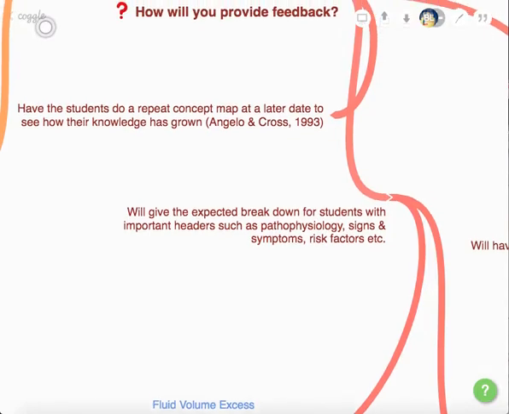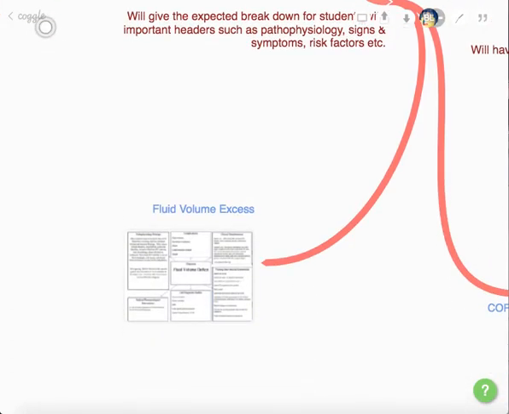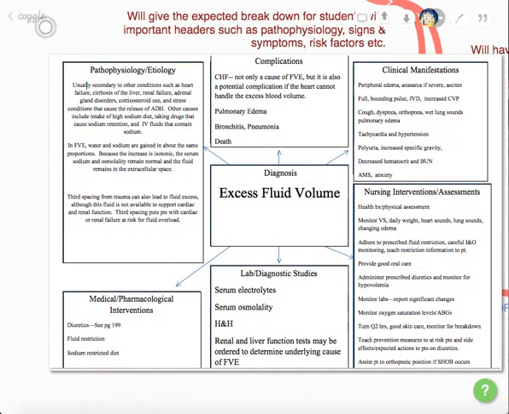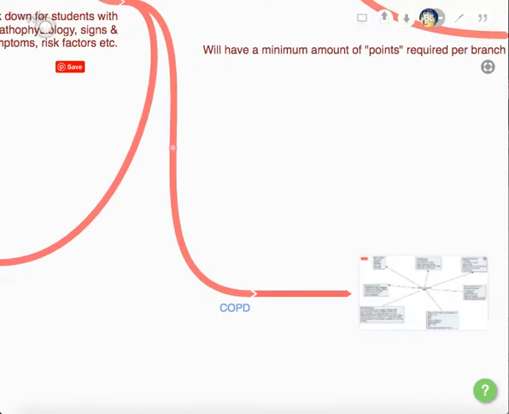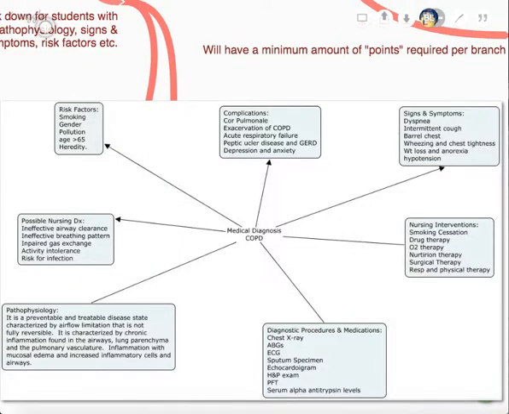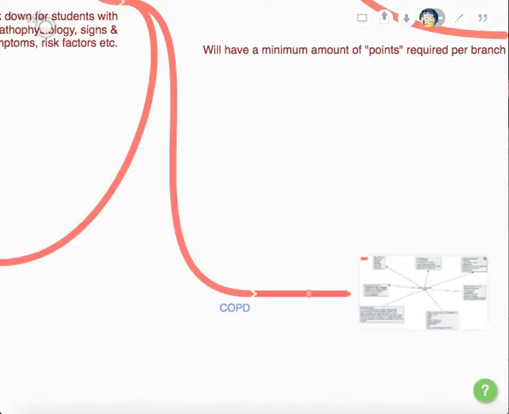Here are a couple of different examples. For fluid volume excess, this was done on the computer in more of a box fashion, and it points out specific complications, some clinical manifestations, nursing interventions, lab diagnostic studies, etc. Another example found is a COPD. Again, it mentions complications, some signs and symptoms, some risk factors, possible nursing diagnosis, etc.